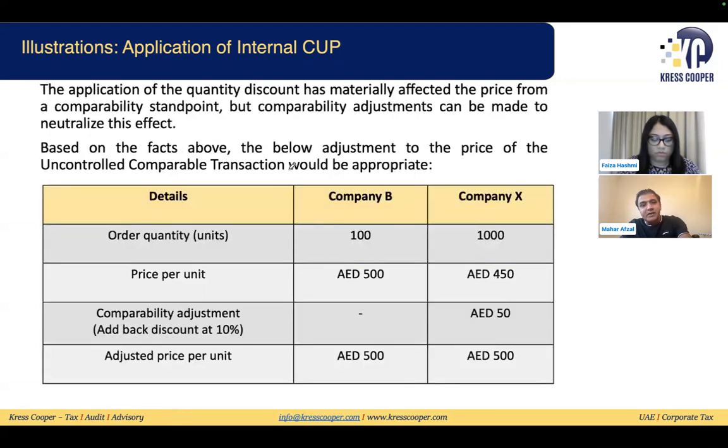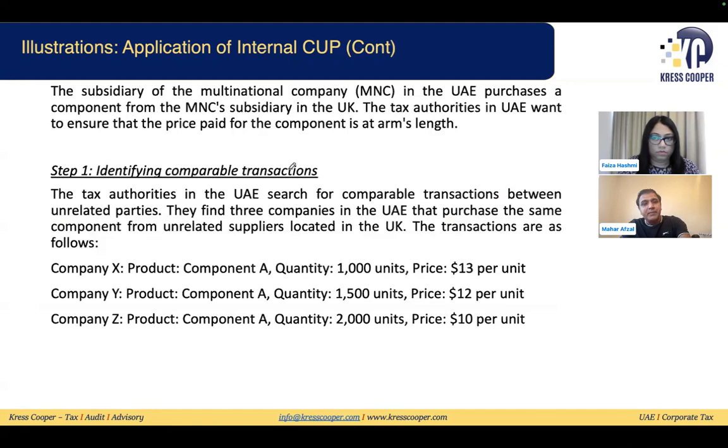This is basically the same explanation of the example. I have taken one more example, which is important. A subsidiary of a multinational company in the UAE purchases components from the MNC subsidiary in the UK. When a company is buying goods from the UK, the tax authorities in the UAE want to see that the price paid for the component is arm's length. So the tax authorities in the UAE search for a comparable uncontrolled transaction between unrelated parties. This is basically the external CUP.